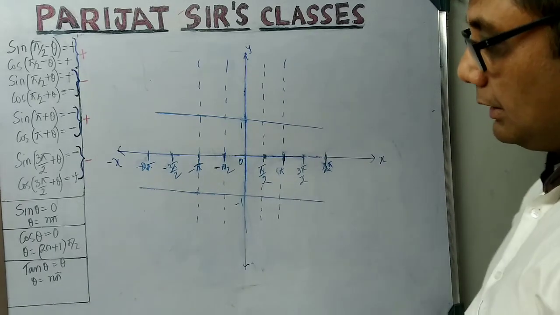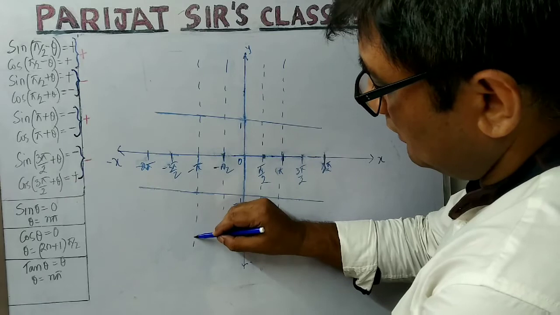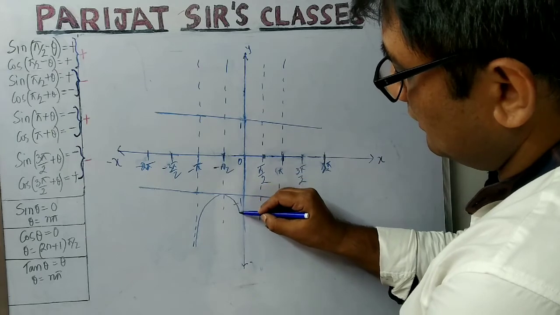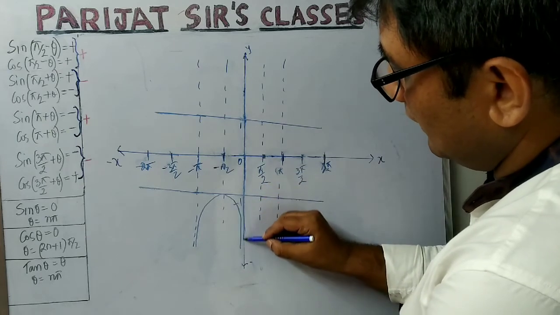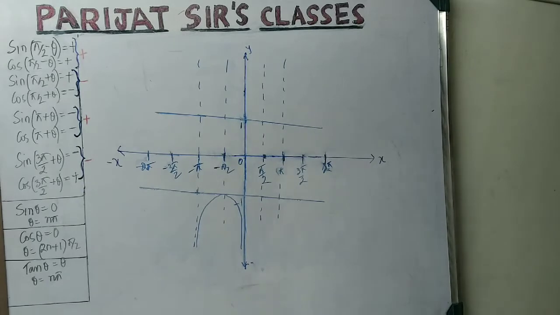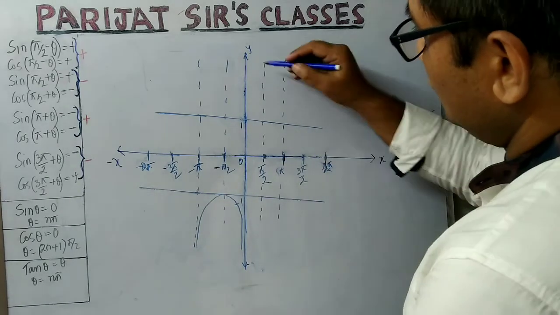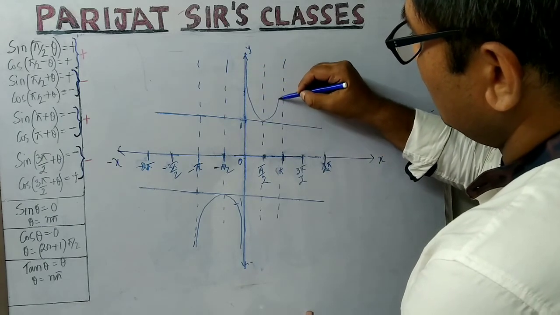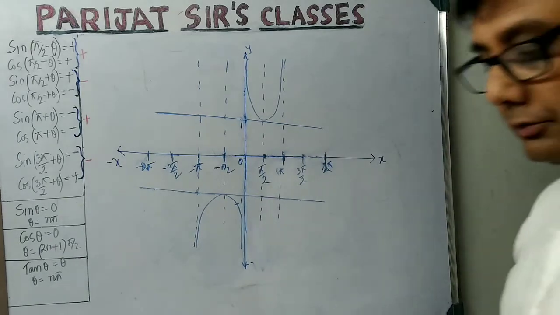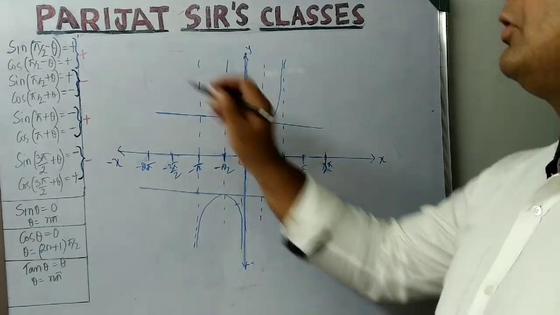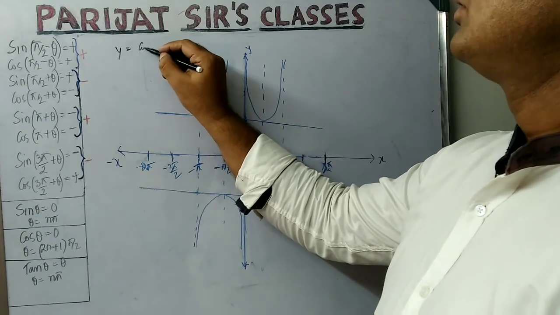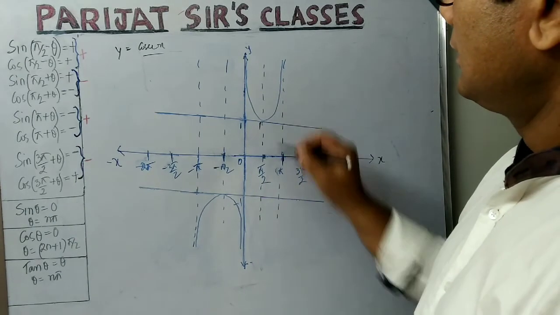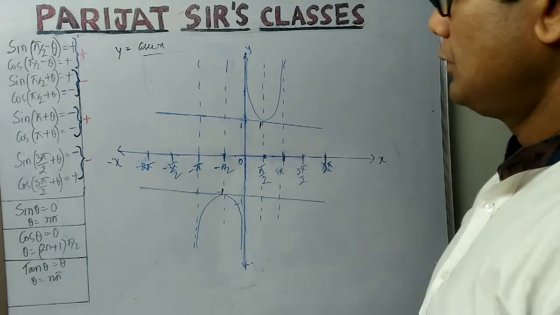So here, first of all, I'll explain it to you, because when I explain with the graph, it becomes very easy. Okay, this is one of them. Now friends, so this is the graph of y equal to cosec x. So watch here, friends, this is 1 and this is minus 1.